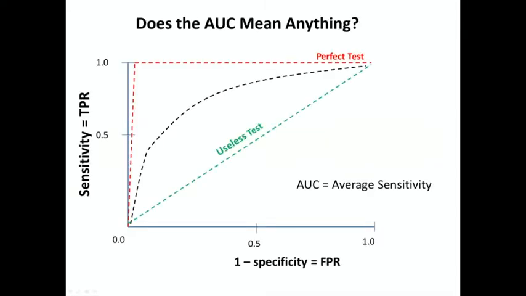So one way to interpret this is that the AUC is the average sensitivity of the test over all levels of specificity. So you can look at the perfect test, and we know that the AUC for that is 1. So we're averaging the sensitivity over the whole range of specificity. It's always 1, so the average is 1. For the useless test, the sensitivity ranges from 0 to 1 as the specificity goes from 0 to 1. So the average of that will be 0.5. So that's the average sensitivity for a useless test. And a real test will have an average sensitivity somewhere in between.